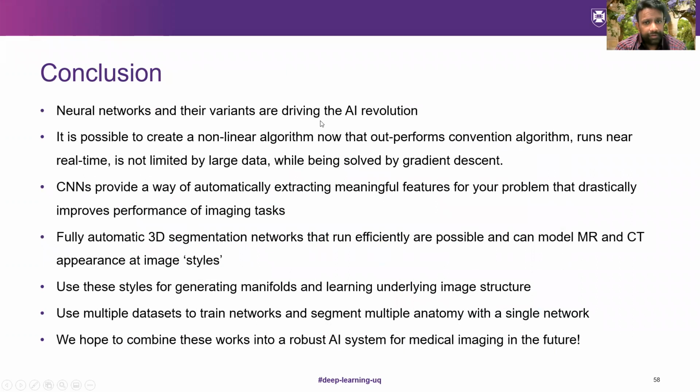It's the neural networks that are driving the AI revolution. And we can now create nonlinear algorithms that outperform conventional algorithms, run in near real time, are not limited by large data, and can be solved by gradient descent. So it's massive. And CNNs are really great because they improve these sorts of things for images. And what we're trying to do is fully automatic 3D segmentation. It's really quick, so we can do large studies. We can add multiple data sets, and we can basically try to create AI systems for medical imaging for the future. All right, thank you very much.